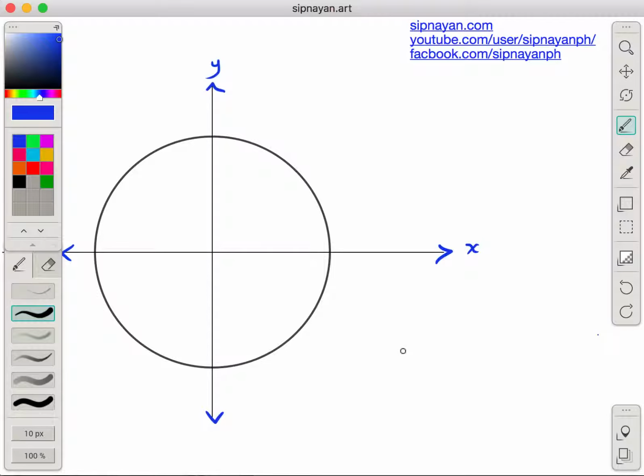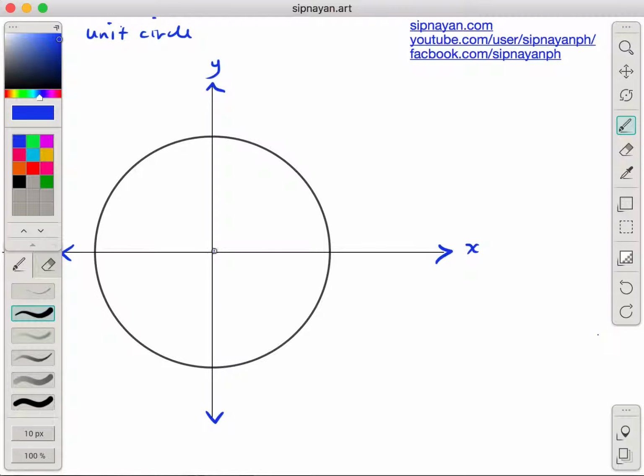So, meron tayong unit circle dito. Ibig sabihin ng unit circle is a circle with radius 1 unit. So, 1 unit yung ating radius from the center to this point. Now, if we place the center of the circle doon sa origin, then we have this.